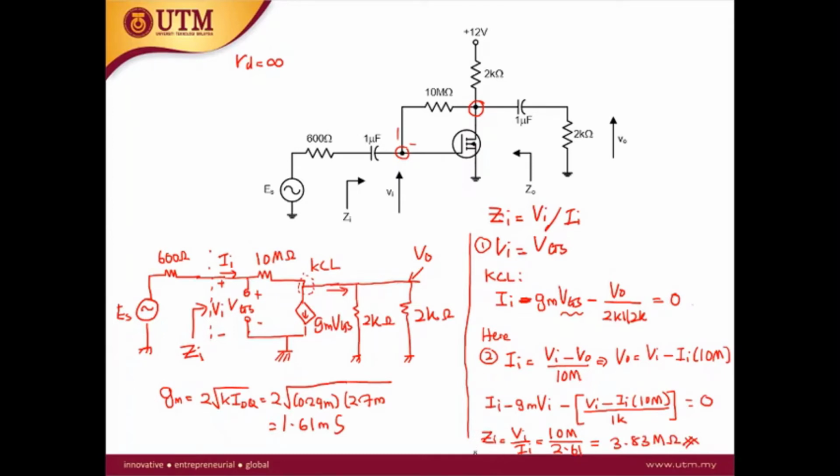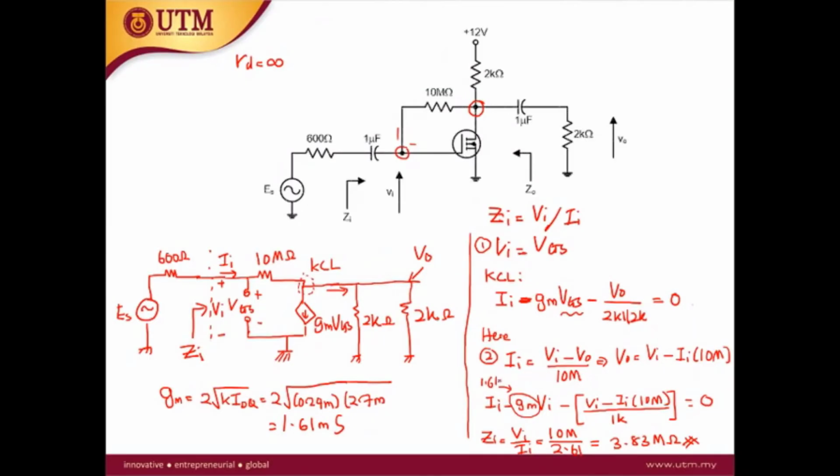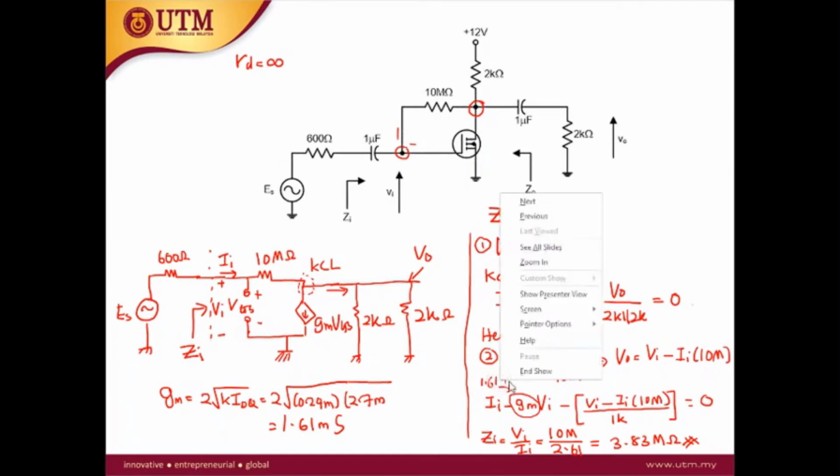Okay. So again, how did I get the ZI? If we start from this equation, we have II and VI. The GM here can be replaced with the value of 1.61 milli. So in the equation we will only have the variables II and VI.